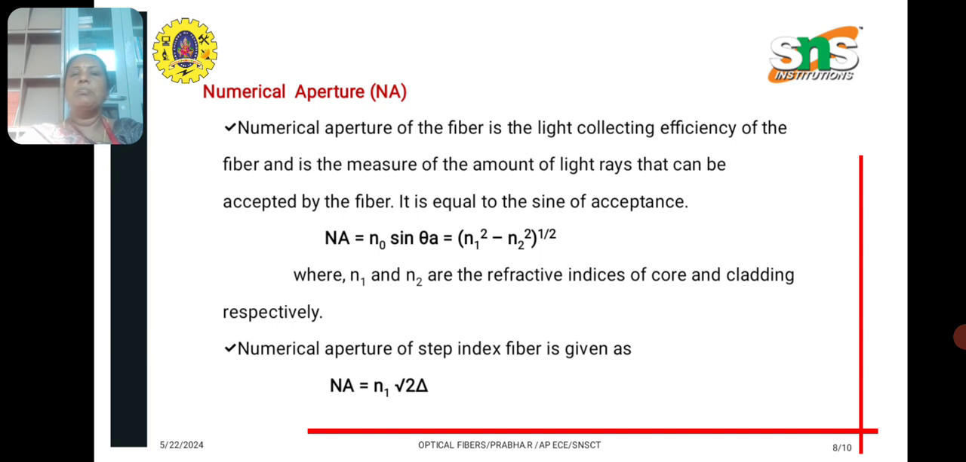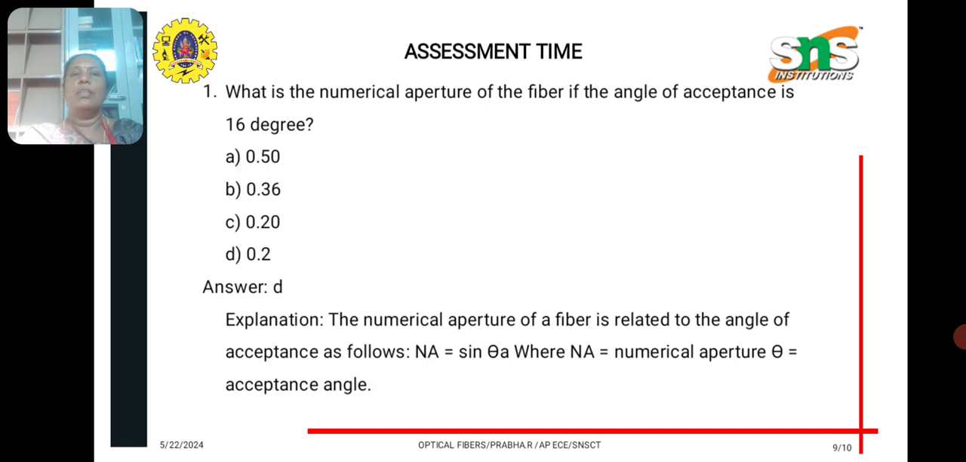And the numerical aperture of a step index fiber is given by the formula numerical aperture is equal to n1 root of 2 delta. For assessment, to find the numerical aperture of the fiber if the angle of acceptance is 16 degrees, we can use the formula of numerical aperture, and the answer is D, that is 0.2. We know the formula numerical aperture is sine of acceptance angle, and so from this we can easily calculate the given value.